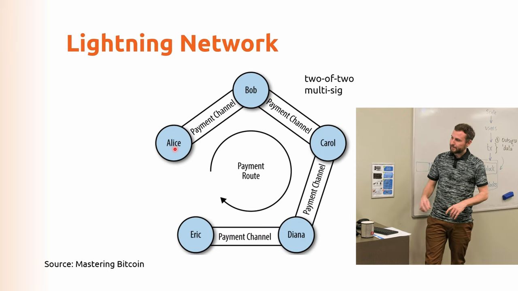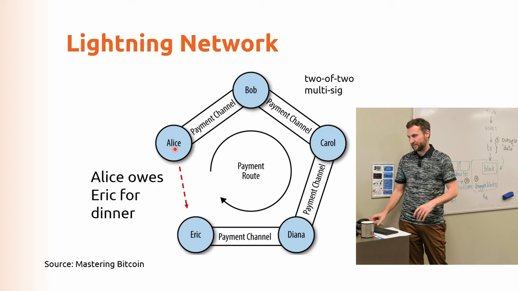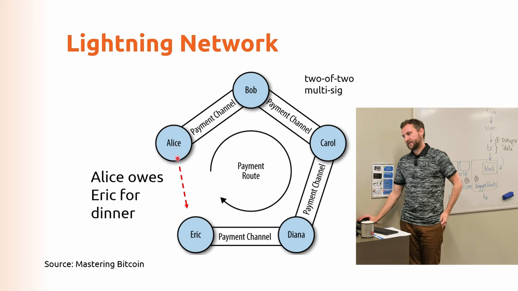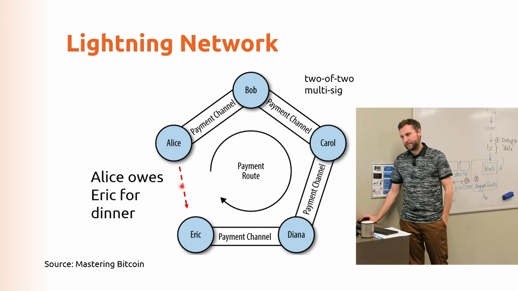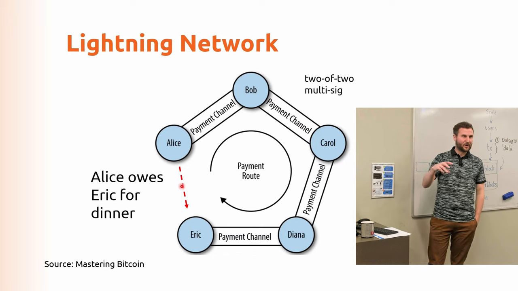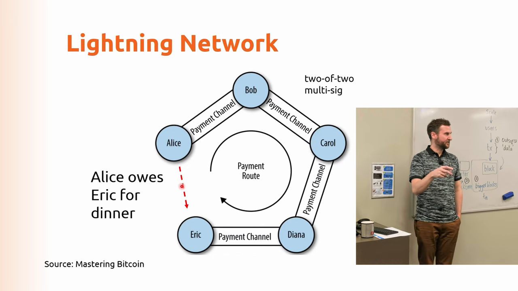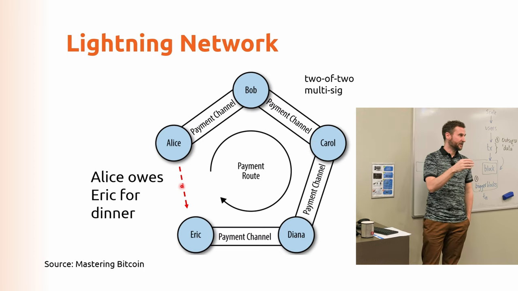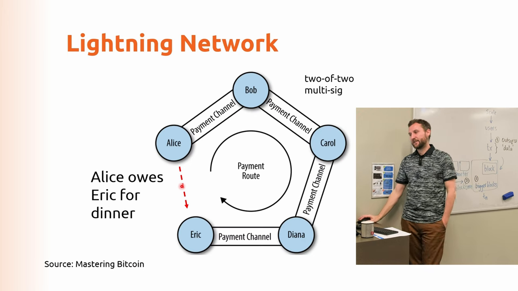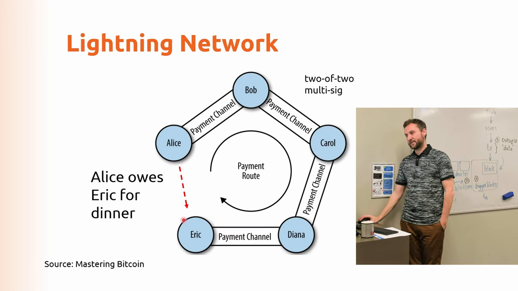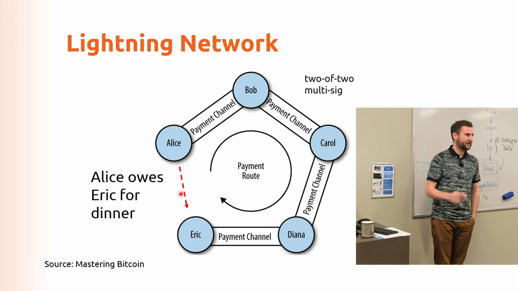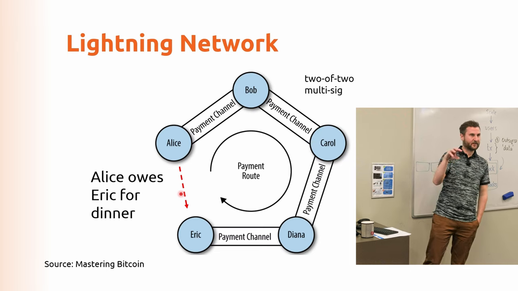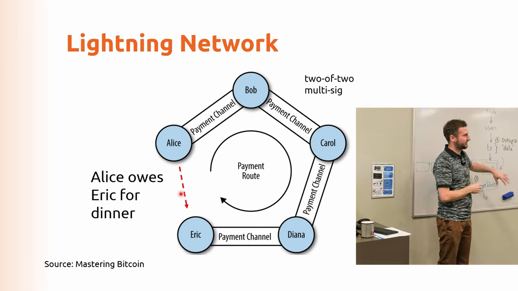So the premise that we're looking at in this diagram is that Alice owes Eric for dinner. By using the dinner example, it's a small amount. They don't want to do the payment on chain because you have to wait at least 10 minutes and you're going to pay high fees. So we're going to use Lightning Network, layer two scaling. Now, Alice and Eric do not have their own channel together. If they did, they could just immediately transfer between each other, and it happens off-chain. So they don't have to play by these blockchain rules.